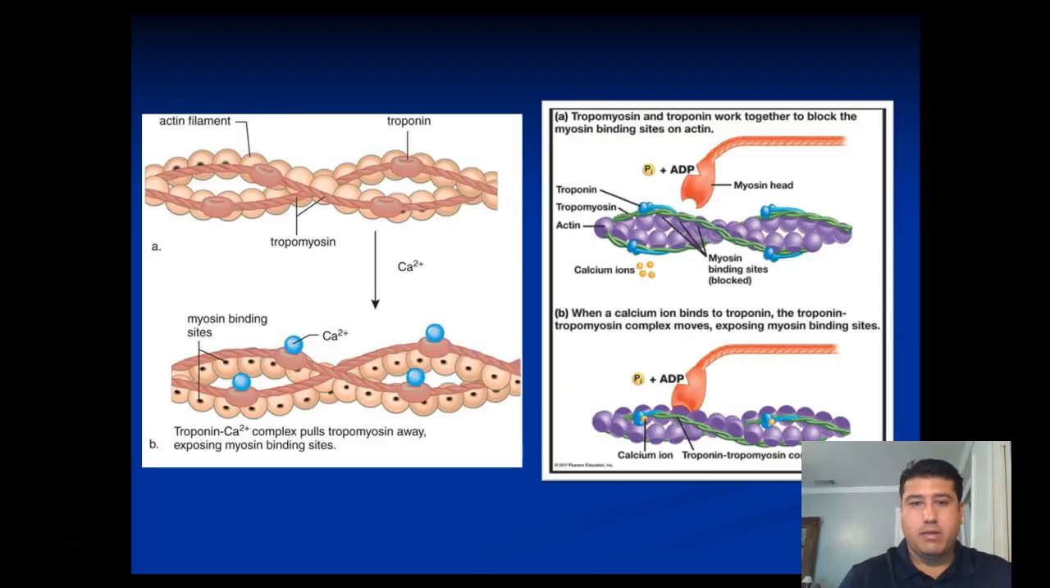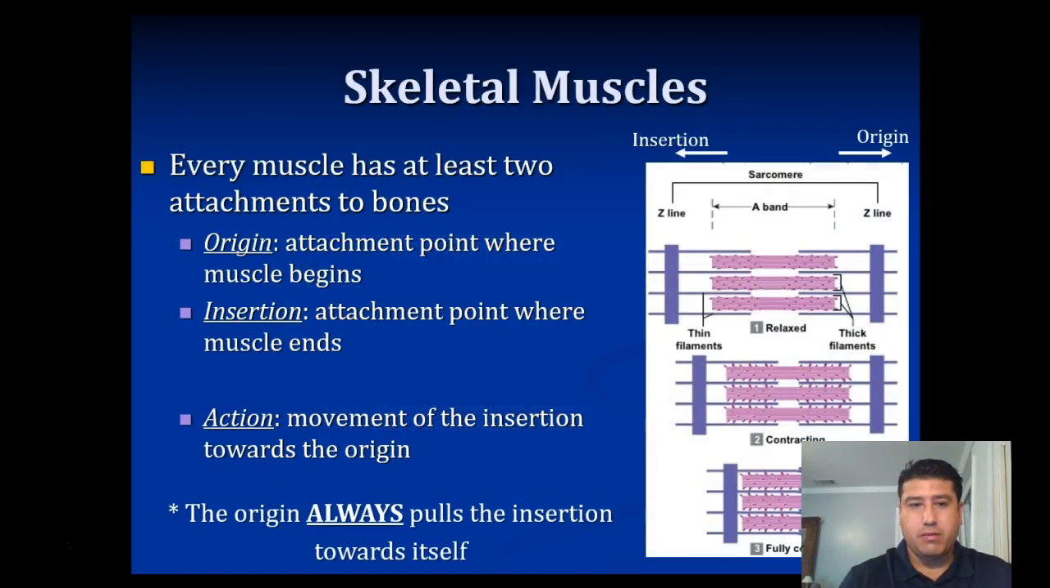We call the beginning and end of the muscle the origin and the insertion. The origin is where the muscle attaches or begins, and the insertion is where the muscle ends. So every muscle has two attachment points, and we call these skeletal muscles because those attachment points occur at the bones. So every muscle has at least two attachment points to the bones. Some muscles have multiple, but at least two. Where the muscle begins is known as the origin. Where the muscle ends is known as the insertion.